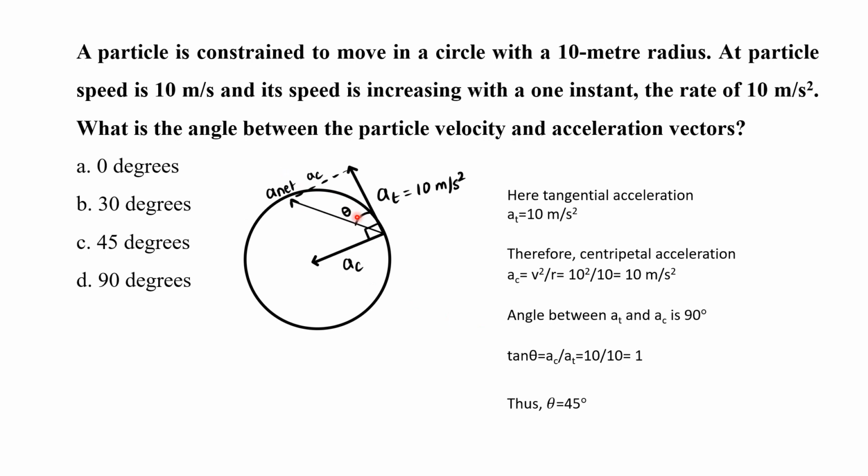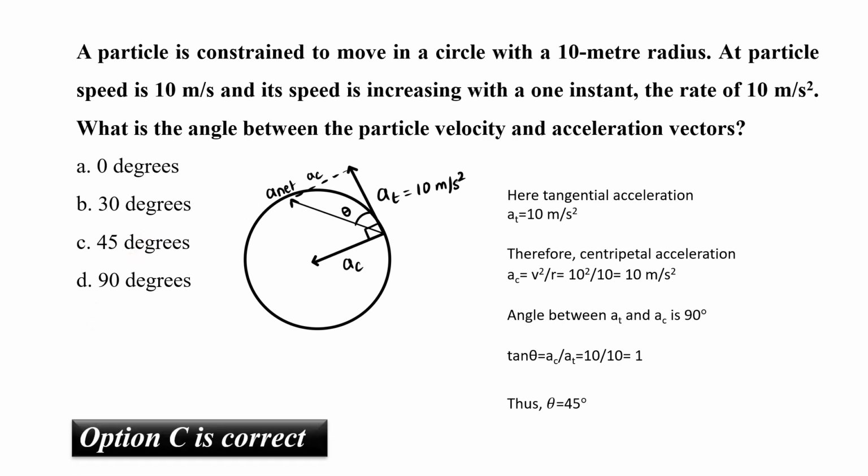Now we know that centripetal acceleration is perpendicular to tangential acceleration, so the angle between them is 90 degrees. If we connect these two lines here, tan theta is equal to AC by AT, which is 10 by 10, equal to 1. So tan theta is equal to 1, so theta should be 45 degrees. So the correct answer is option C.